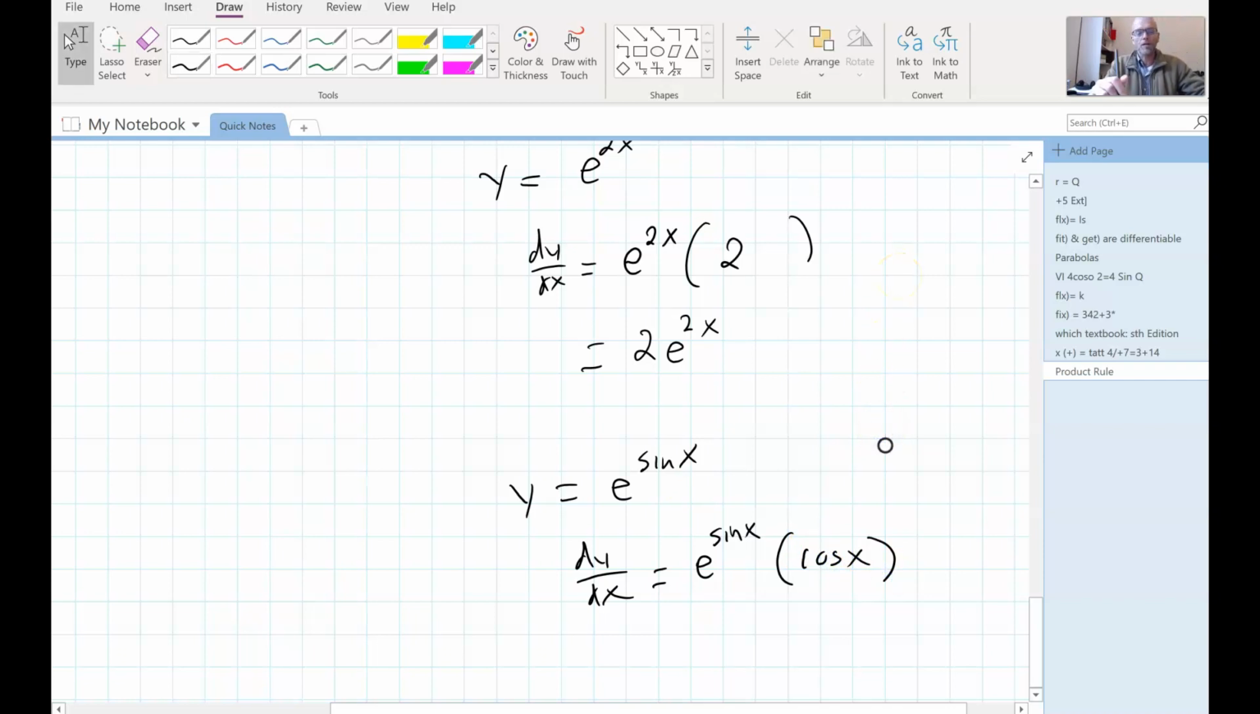Okay, so that's the product rule. Have some fun with that. And practice it till you get good at it. And then practice it some more.